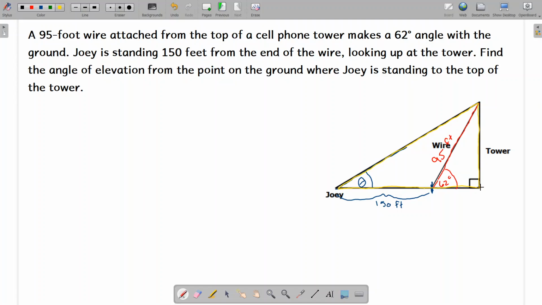So we need to use the smaller triangle with the wire in the tower to find the rest of this base distance that I'm going to call y, and this height of the tower that I'm going to call x. No particular reason I'm using those, just because that's why. So let's use this 62-degree angle and this 95-foot wire to help us calculate these. Let's find x first. Let's find the height of this tower.